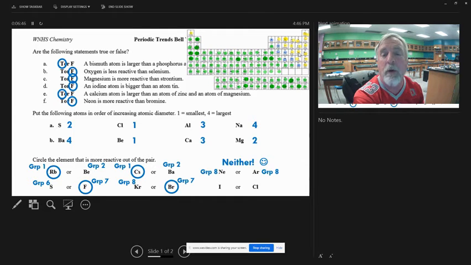And finally, iodine or chlorine. Iodine's down in the lower part of group 7. Chlorine's higher up. So even though they're both group 7, the higher you go up in a nonmetal, the more reactive. This one's going to be chlorine.